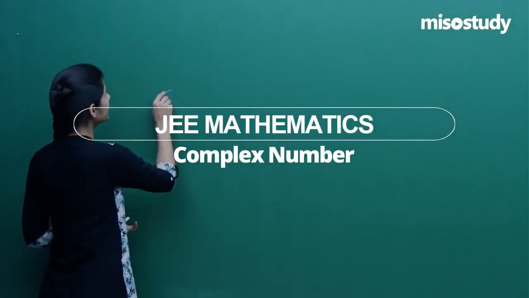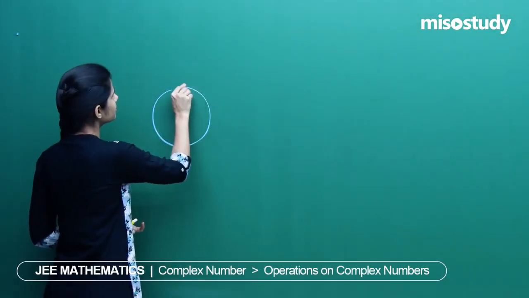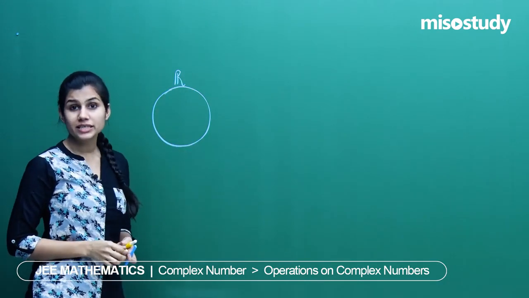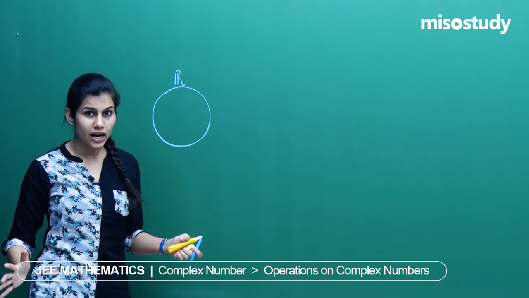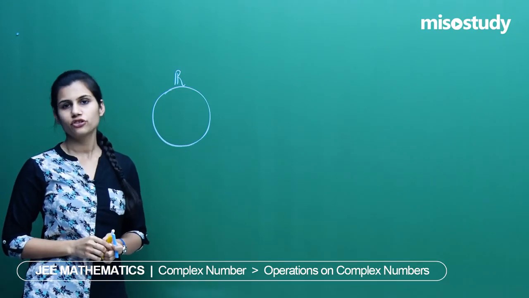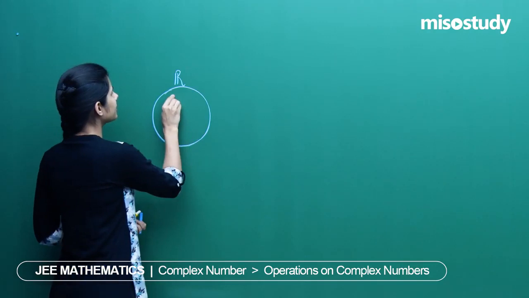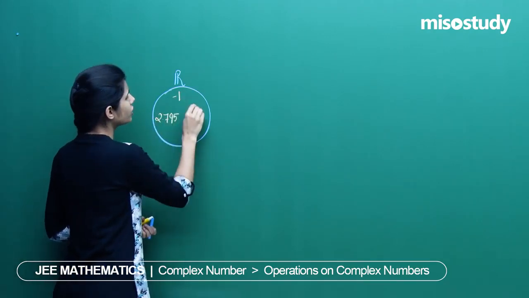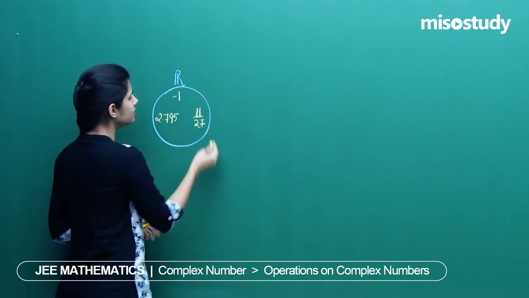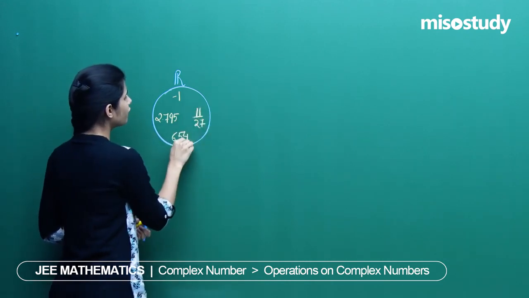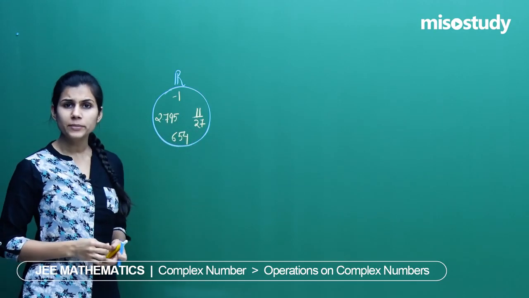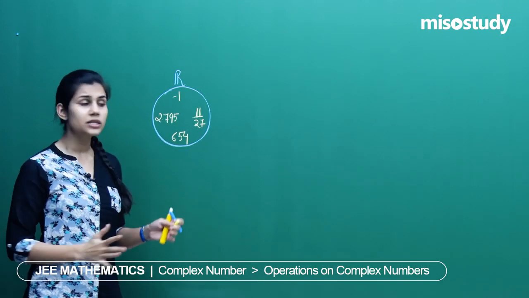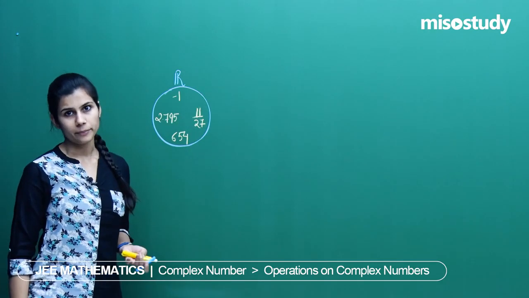Collection of real numbers. Majority of the work that we have done, or basically all the work that we have done up till now, has been done in the collection of real numbers. Anything like -1 or say 2.795 or say 11 upon 27 or say 654, all these types of numbers including integers, rationals, irrationals, natural numbers, all of them are real numbers.